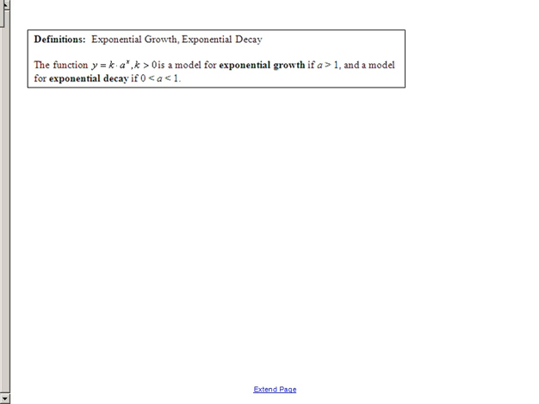Function of exponential growth and exponential decay. The function y equals k times a to the x, where k is greater than 0, is a model for exponential growth if a is greater than 1, and a model for exponential decay if a is between 0 and 1. Okay? So this is our model for exponential growth and exponential decay. And the key is whether a is a fraction or not. It'll always be positive, but if it's a number greater than 1, it's going to be a growth. If it's a number between 0 and 1, it will be a decay problem.